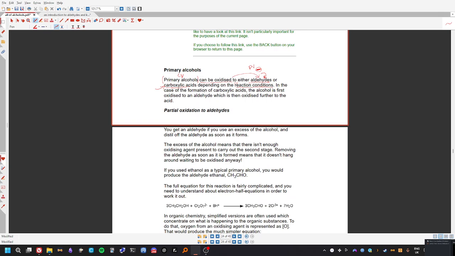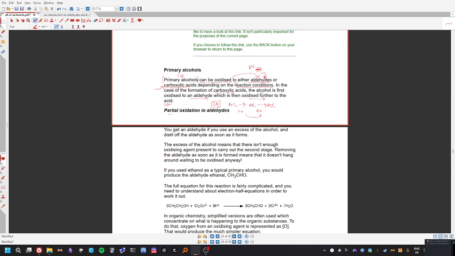Now, in the case of formation of carboxylic acid, the alcohol is first oxidized to an aldehyde. So let's say we have the conditions for carboxylic acid. Then the alcohol is first oxidized to an aldehyde, then oxidized further into the carboxylic acid. So if you want the carboxylic acid, the alcohol first turns into the aldehyde, then it turns into the acid, and each of these is an oxidation. So you can say that it further oxidizes.